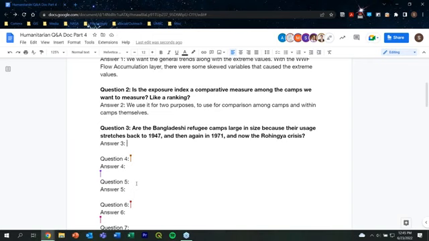Question number 3, are the Bangladeshi refugee camps large in size because their usage stretches back to 1947 and then again in 1971 and now the Rohingya crisis?